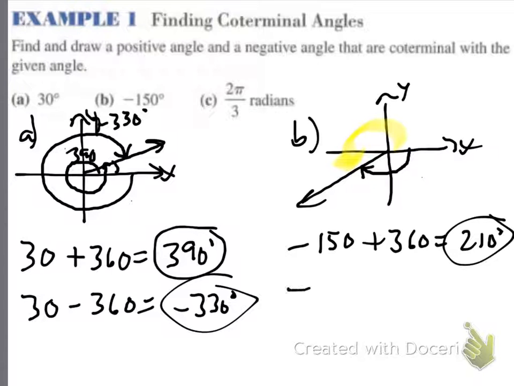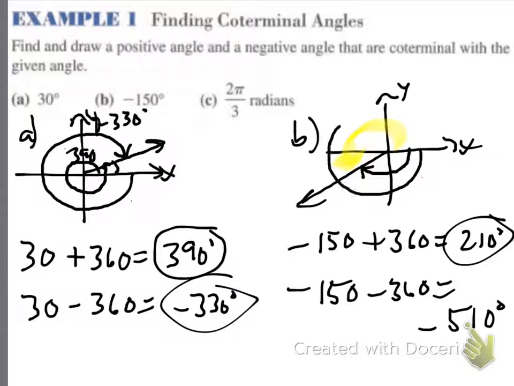Now my negative, I take negative 150 and subtract 360. So that gives me negative 510. So I start here, I go around once, and then I keep going until I get to the terminal side. So the yellow angle is the 210, and then this angle is the negative 510.